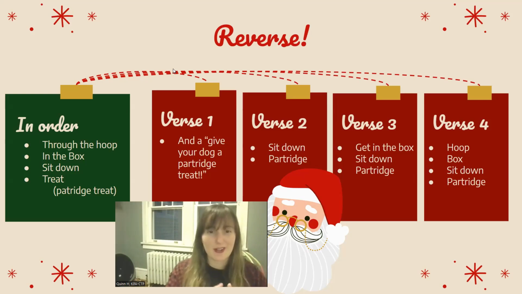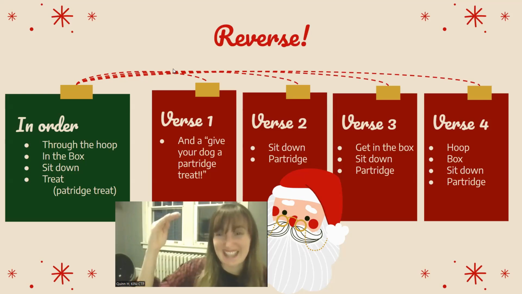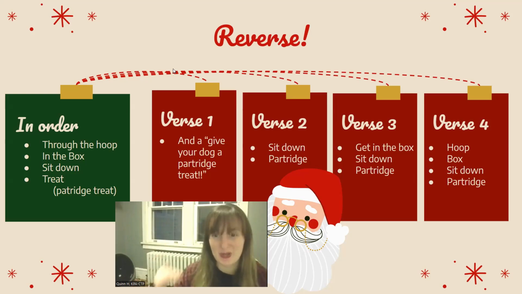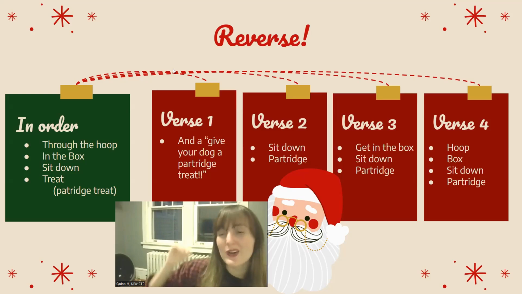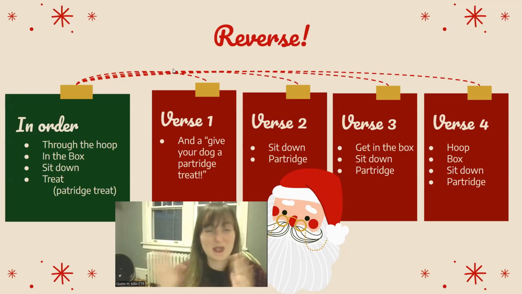So, verse one of our little 12 Days of Christmas song would be: give your dog a partridge treat. Verse two is sit down, partridge treat. Verse three, get in the box, sit down, partridge treat. Verse four, hoop, box, sit, partridge treat. This will make sense in a little bit, so if you're a little confused now, it's okay.